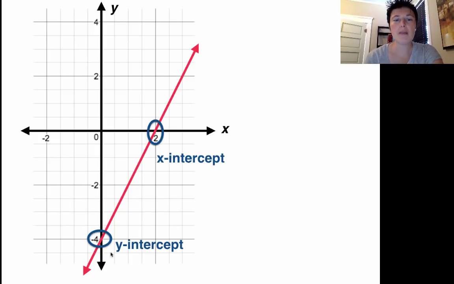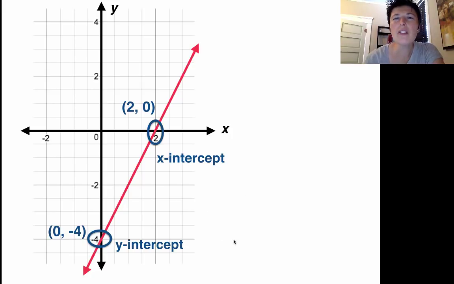And those 2 points are pretty important. The x-intercept is happening at x equals 2, and the y-intercept is happening at y equals -4. But if I was to write that as a coordinate point, it would be (2, 0) for the x-intercept and (0, -4) for the y-intercept.